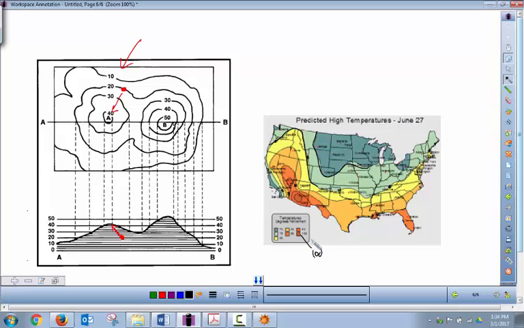So this is 100, this is 95. All right, so let's pick, what's this one? About 80-ish. So that yellow band over here in our country at this particular projected temperature on June 27th is going to be about 80 degrees around that space. Okay? So that's how we would read a contour map.